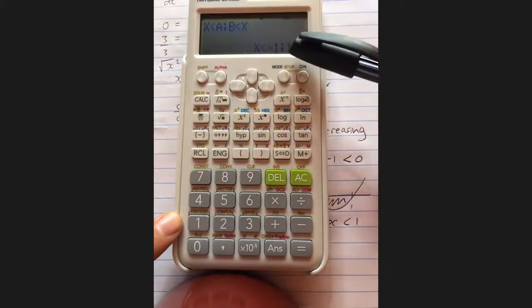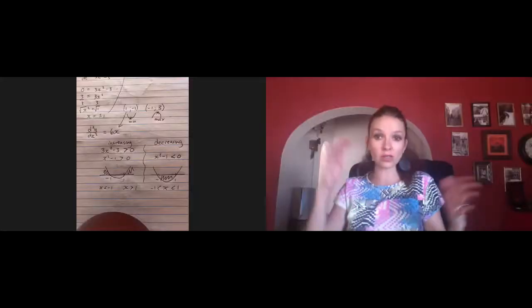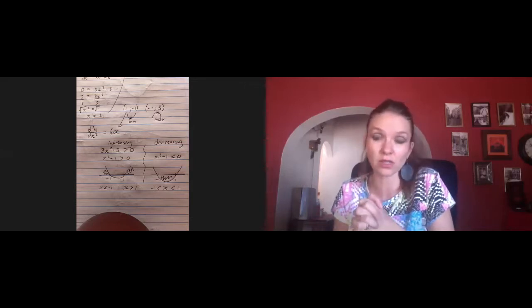x smaller than -1, x bigger than 1. I do prefer it though if you write it like this, and if you do have a method, because remember, there are some method marks. If you just use your calculator, you know you're correct, but you might miss out on some nice method marks.